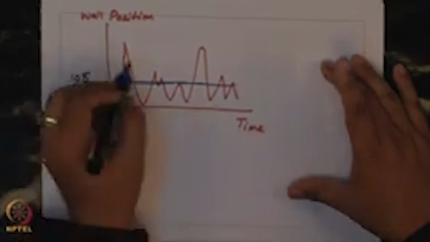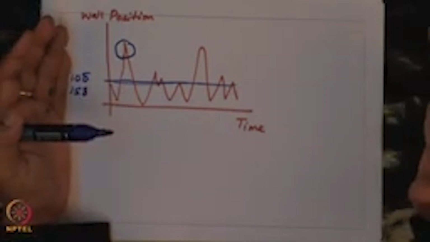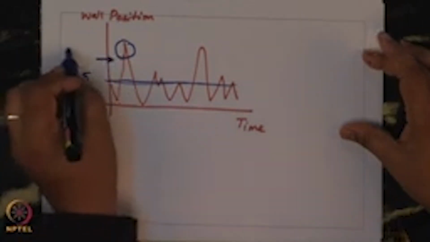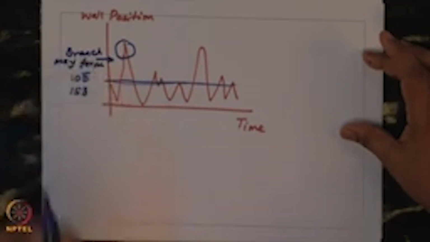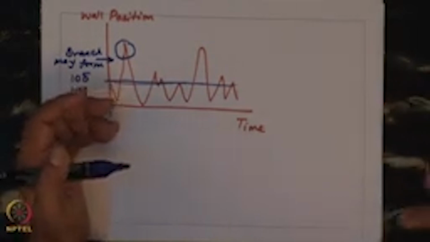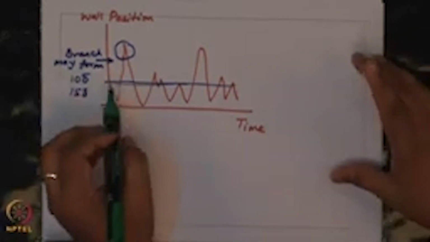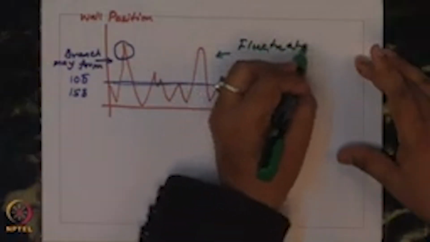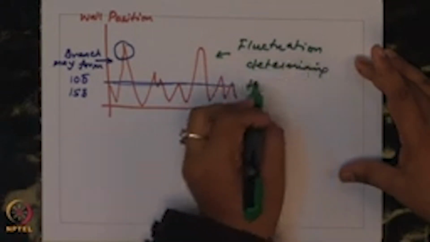So, every time for these events, when the wall position gets pushed beyond the branching distance, there is a new branching event. A branch will form or may form, because you have a finite probability. And once a branch is formed, the stall force will increase, because now there are two filaments which push against the wall. So, in this case, if you were to completely suppress this fluctuation dependent phenomenon, this is an example of fluctuation determining the stall force.